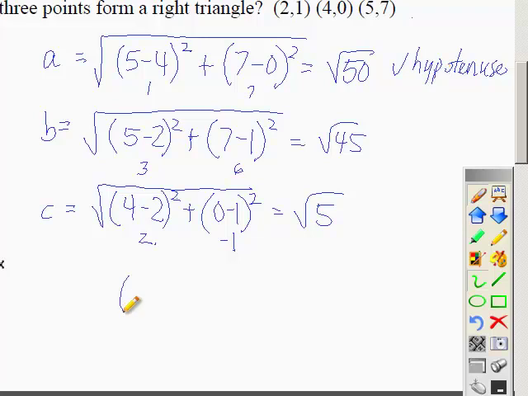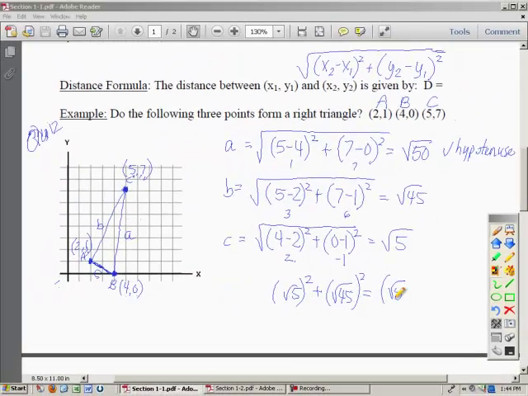So if that's the hypotenuse, let's check it. According to Pythagorean theorem, the square root of 5 squared plus the square root of 45 squared should equal the square root of 50 squared, because it's always the 2 legs squared is equal to the hypotenuse squared. Well, let's look. This is 5. When I square root a square, it goes away. Plus 45. Do I get 50? Then yes, this is a right triangle.